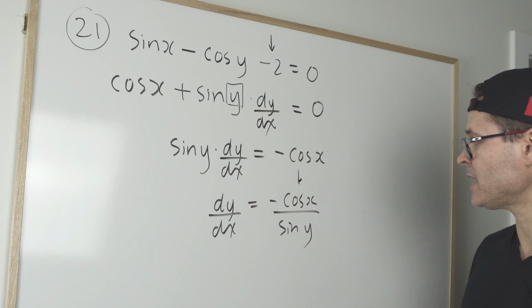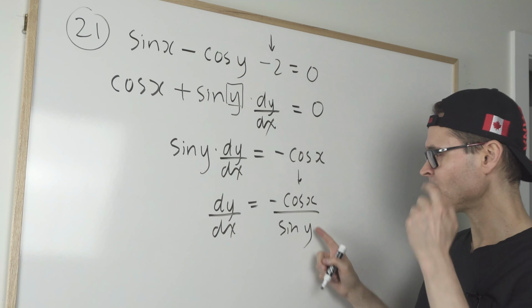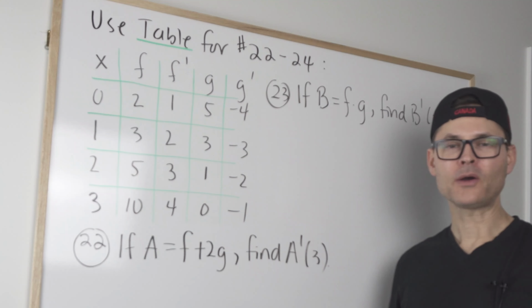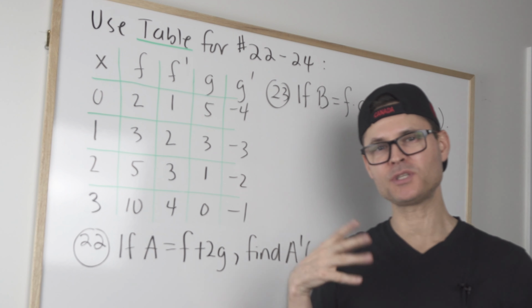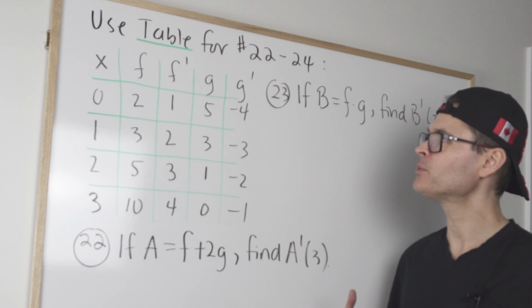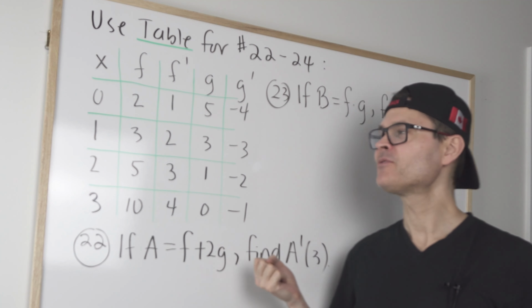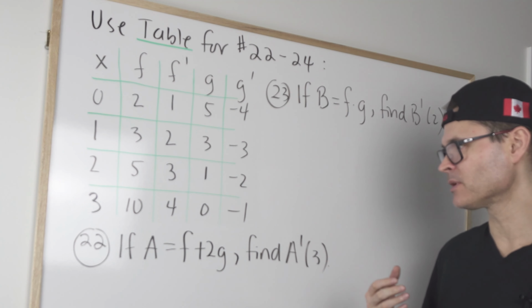Be careful, do not turn that into a cotangent because the angles are different. So that's where we stop. Okay, so these next few questions are going to refer to a table as opposed to using a lot of the algebra that we were doing. I like to put these on tests for kids that are learning their intuition on derivatives.